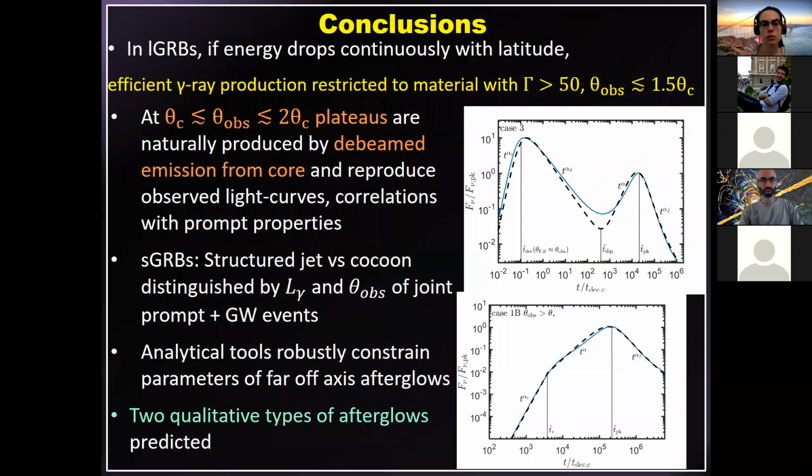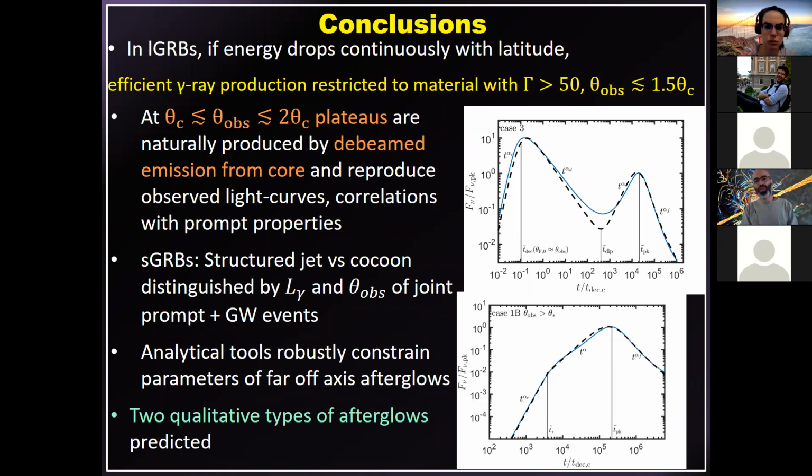So I will conclude now. In conclusion, I argued that in most gamma ray bursts that we see from cosmological distances, and especially the long ones where we have good data, if we have this structure beyond the core, then efficient gamma ray production still must only be taking place very close to the core of the jet.